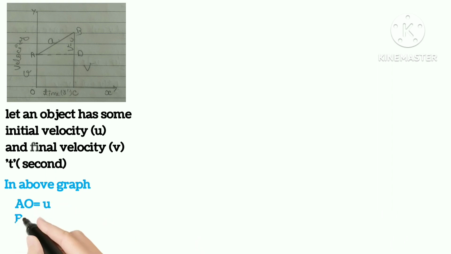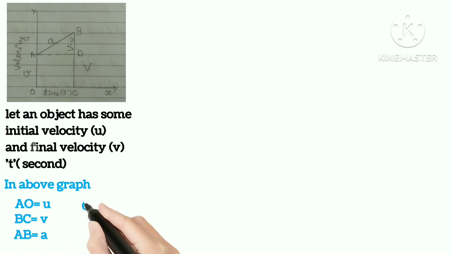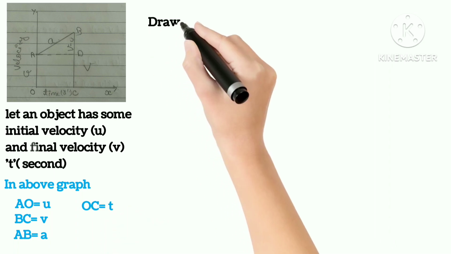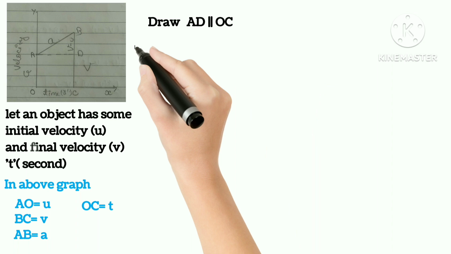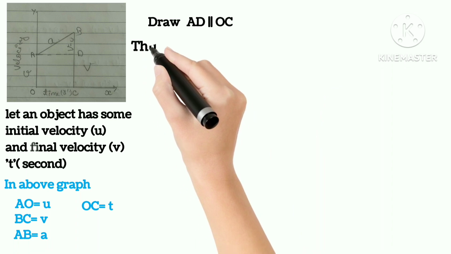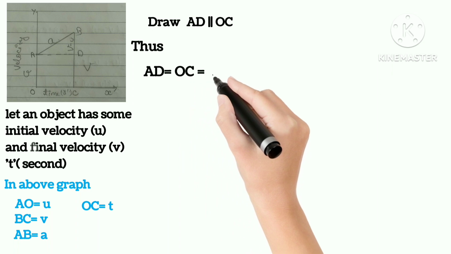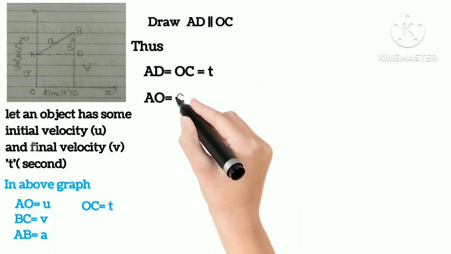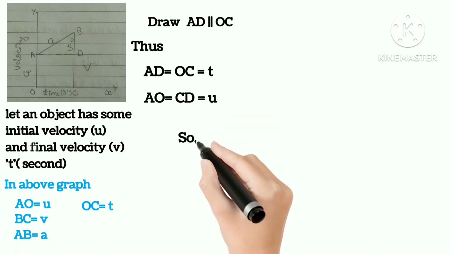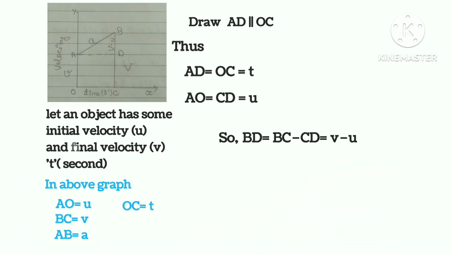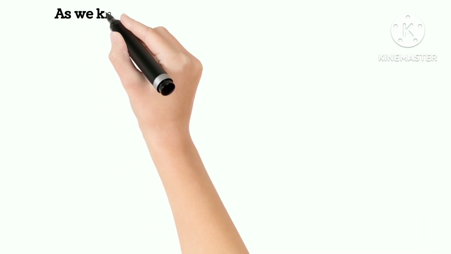In the above graph, OA is equal to u, BC is equal to v, AB is equal to a, and OC is equal to t, as shown in the figure, and you have to simply draw this figure and mention all these points. Draw AD parallel to OC. Thus, AD is equal to OC is equal to t. Now we can take AO is equal to CD is equal to u. So BD is equal to BC minus CD, which is equal to v minus u.